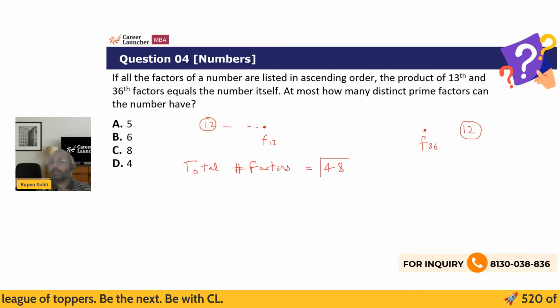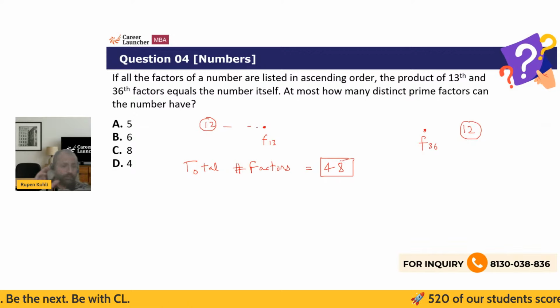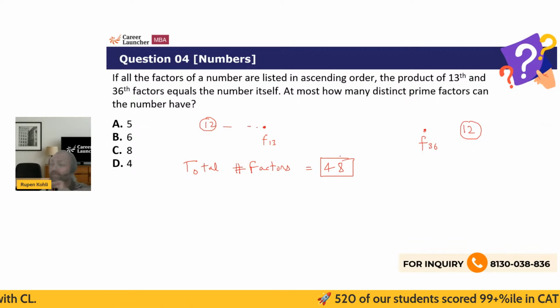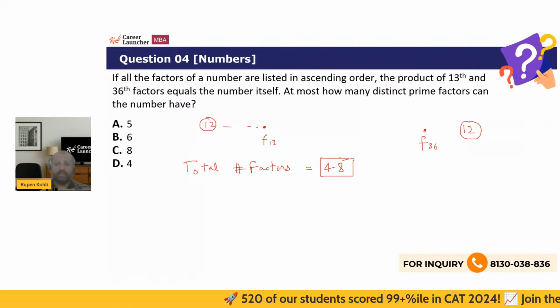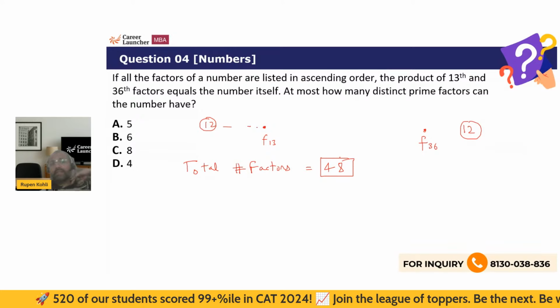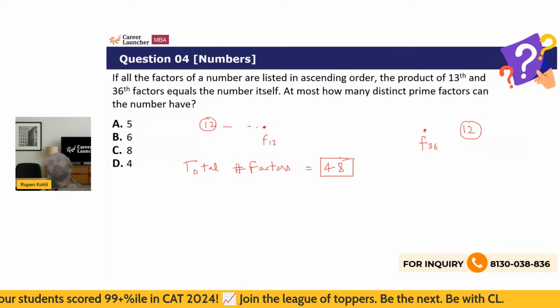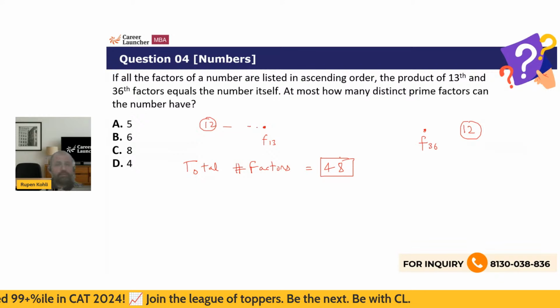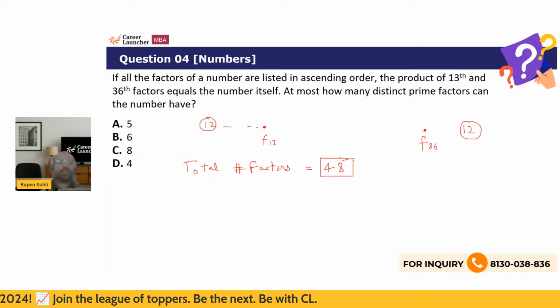Now, the question is not asking the number of factors, but this is what we can deduce. The question is going one step ahead and asking at most how many distinct prime factors the number can have. Now, the question goes into the realm of logic: what's the formula for the number of factors of a number?